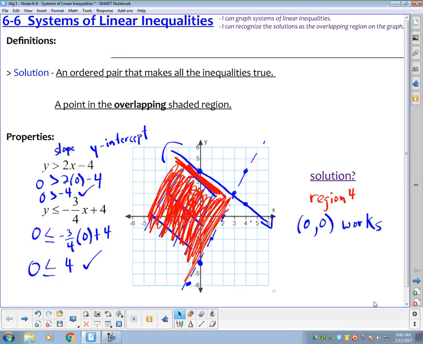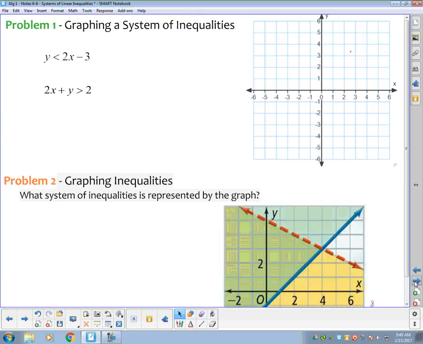So let's go through the steps. We graph each line, decide if it's solid or dashed, shade each one individually, right? Like you did 2 days ago. And then decide which region is the overlapping of the two shadings. Okay. Does that make sense, at least in theory? Understand what we're doing? The hard part is doing the algebra on something like this.